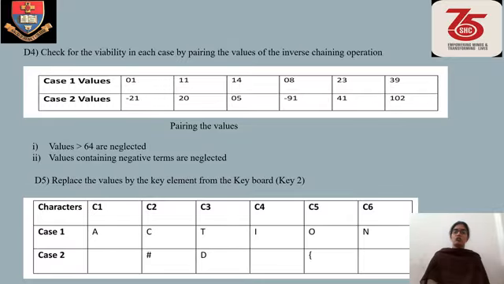To check the validity in each case, by pairing the values of the inverse chain operation, we'll have two cases. Case 1 values are 1, 11, 14, 8, 23 and 39. Case 2 values are minus 21, 25, minus 91, 41 and 102. The values greater than 64 and the negative terms are neglected, so minus 21, minus 91 and 102 are neglected. Then the next step is to replace the values by the key element from the keyboard.